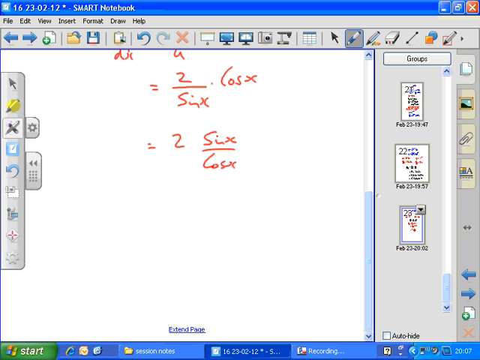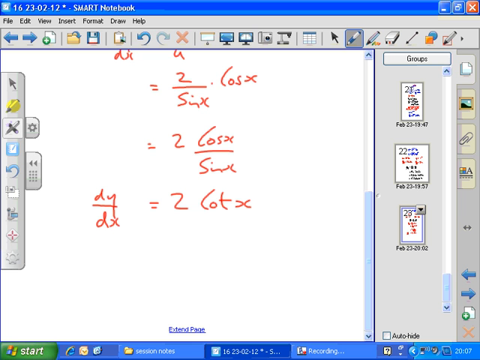And if you look at the trigonometric identities, sine over cos is tan. Sorry, wrong way around. Cos x over sine x, isn't it? Sine over cos is tan, so cos over sine is 1 over tangent, and if you look at the identities, 1 over tangent is cotangent, or cot. So the final answer is 2 cot x.